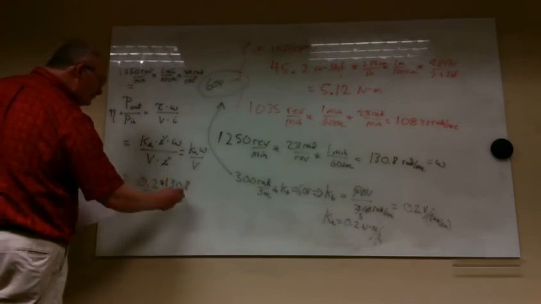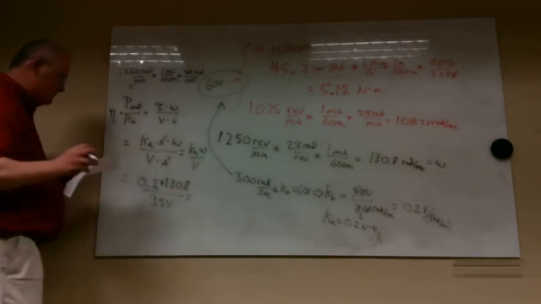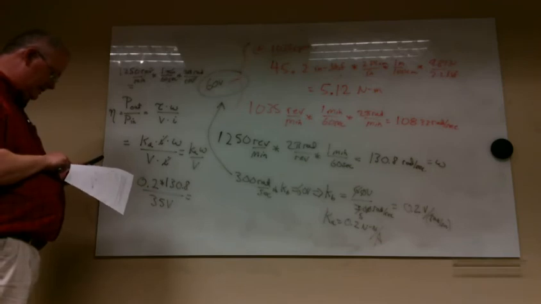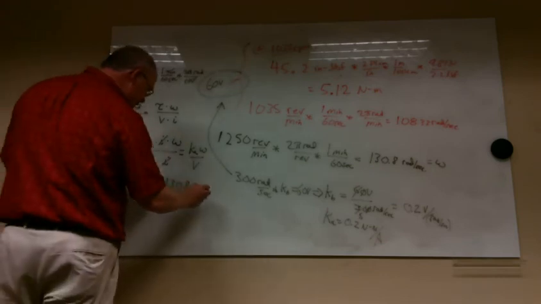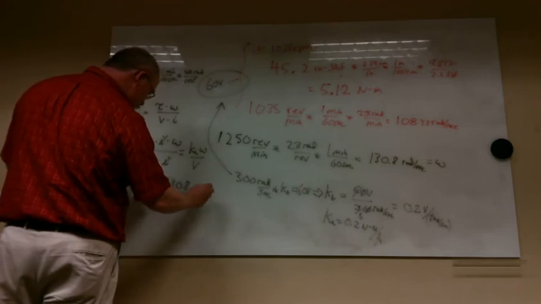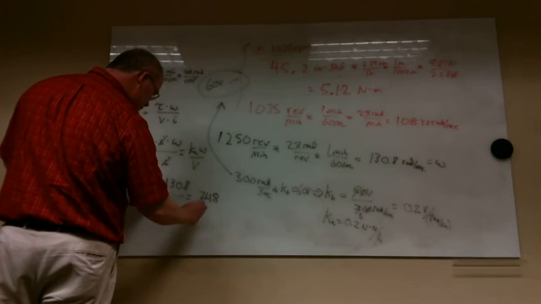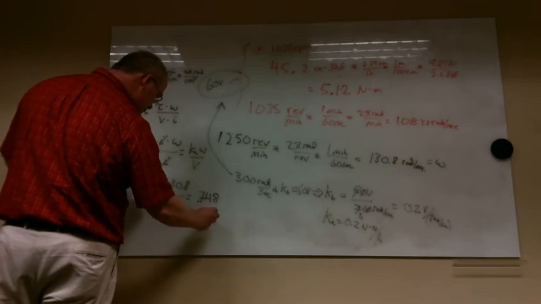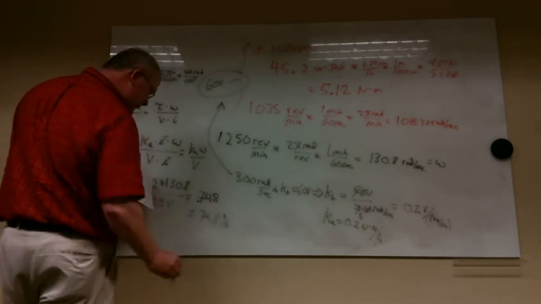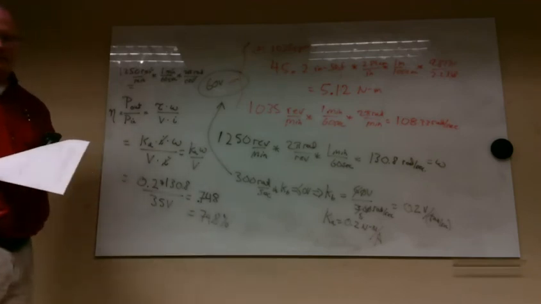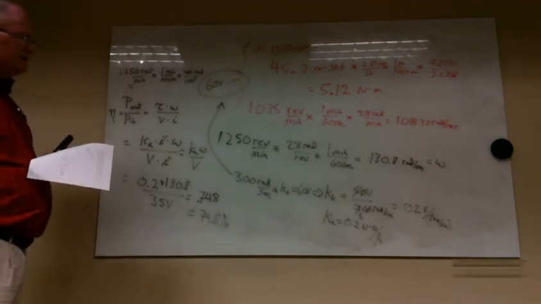138 radians per second. Okay, so this is equal to 0.2 times 130.8 divided by 35 volts. So we go 0.2 times that, 35 divided by, 75%, 0.748. Well, as I say, in our dreams, I don't think they're going to get that kind of efficiency. Those were contrived numbers and perhaps a bit optimistic.